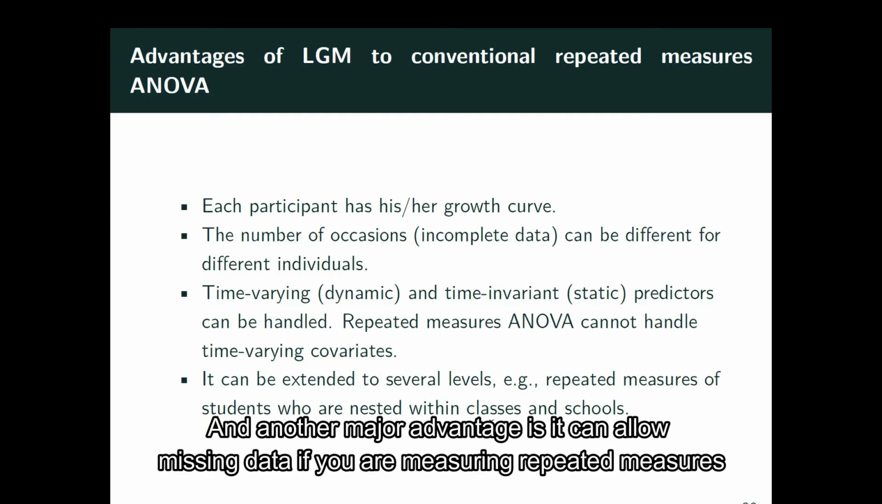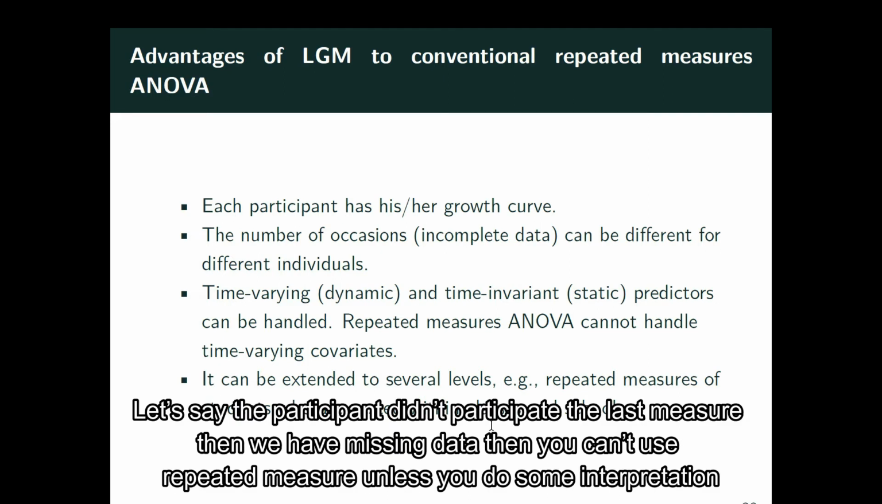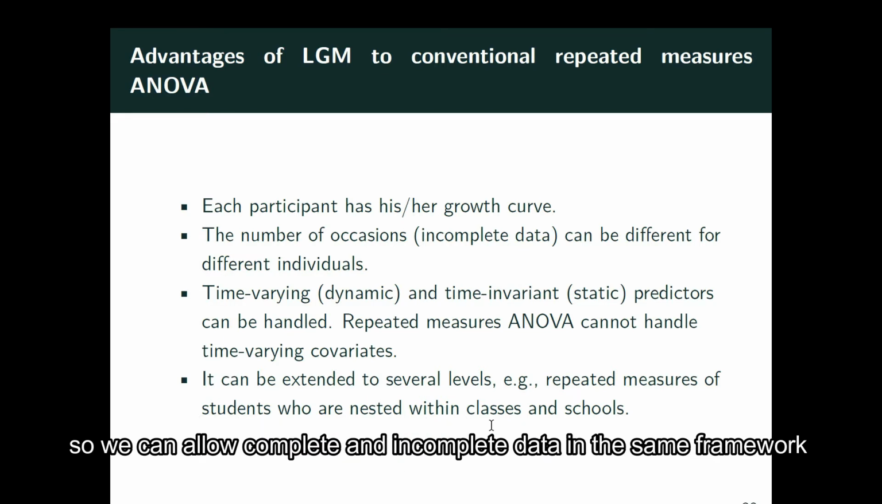Another major advantage is that it can allow missing data. Suppose you are measuring repeated measures at 5 time points, but the participant didn't participate in the last measure, so there is missing data. Then you can't use repeated measures unless you do some imputation. But in the context of structural regression models or latent growth models, we can model it without problems. So we can allow complete and incomplete data in the same framework.